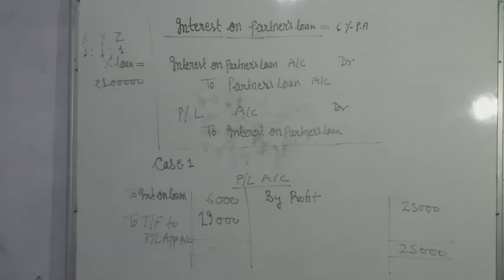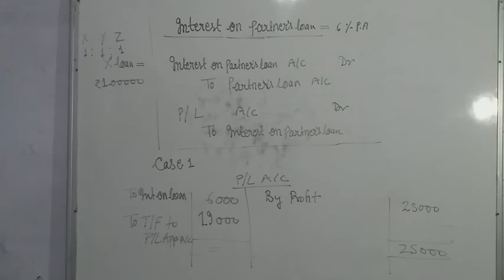After that, we have to prepare the PL appropriation account with this amount of 19,000, and after appropriation we will distribute the remaining amount among the partners. So this is the case when we are having profit and we are paying interest, and the remaining amount we are transferring to PL appropriation account.